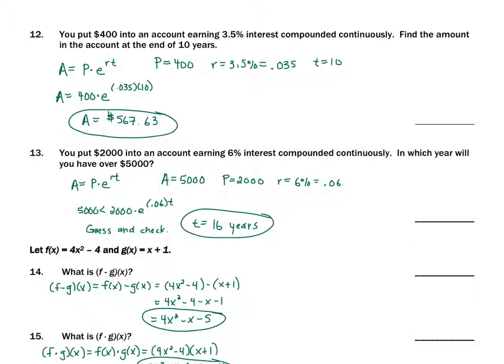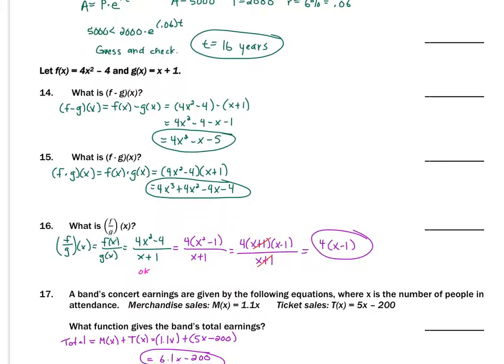All right, for number 14, this is our combining functions. We're given the two functions, 4x squared minus 4 and x plus 1. Subtracting the functions, f minus g of x means subtract one function from the other. In this case, f of x, 4x squared minus 4, minus g of x, which is x plus 1.